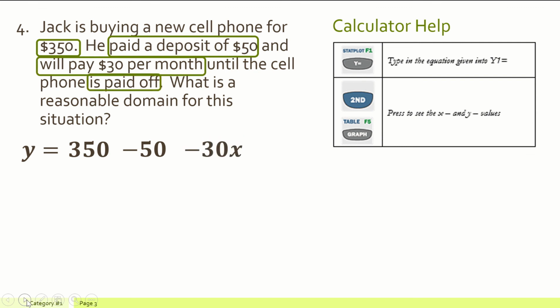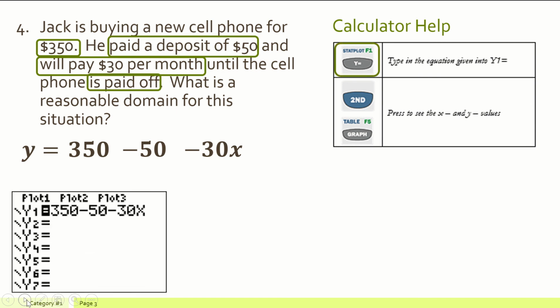He paid a deposit, so he's going to subtract 50 from the price of the cell phone. And then he's also going to make $30 payments per month. So the equation would be $350 for the cell phone minus the $50 deposit he puts down minus $30 per month. What is a reasonable domain? So we're looking for x. In this situation, how many months will it take him to pay for the phone?